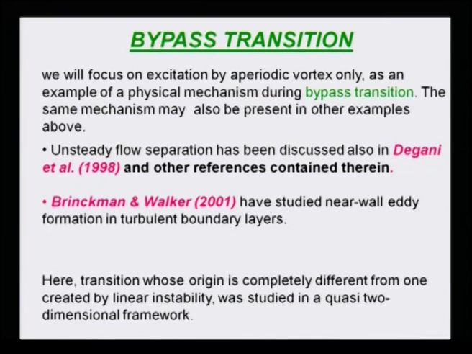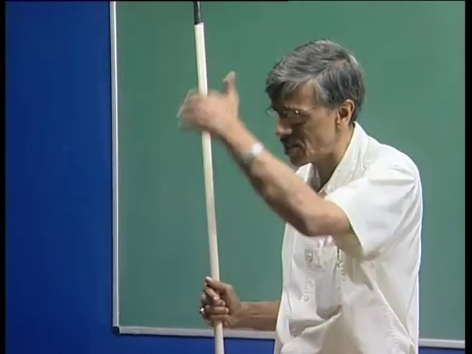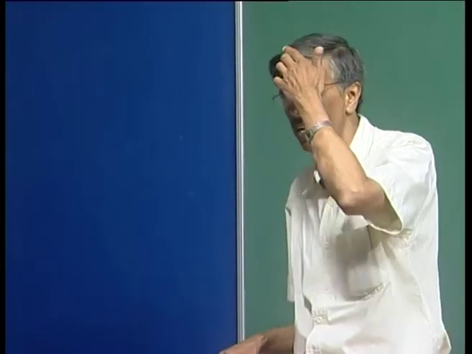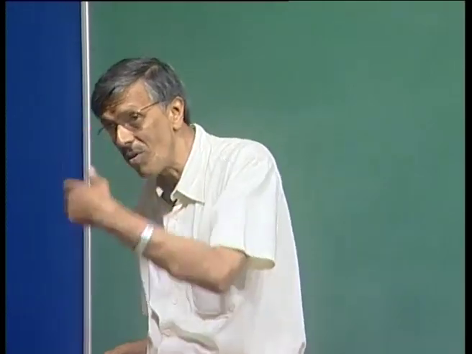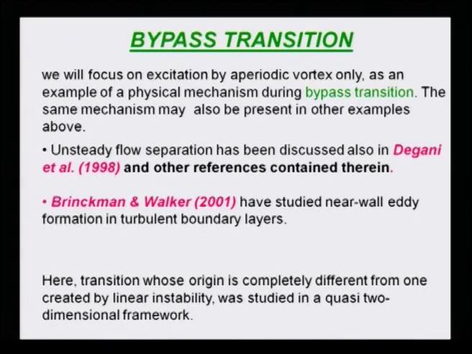Brinkman and Walker did similar studies where they tried to see how eddies or vortices form near the wall inside a turbulent boundary layer. So what you do is you look at the spanwise plane, the YZ plane. Suppose the flow is in the x direction. In the YZ plane, you postulate the existence of a stream function and you solve the stream function vorticity equation. And then if you see there are some streamwise vortices in the spanwise plane, that would create the bypass transition. So that is one thing. That's what we are talking about, that the transition occurs completely differently from what we have studied so far through linear stability theory in a quasi two-dimensional framework.